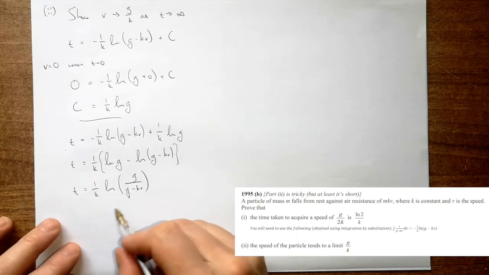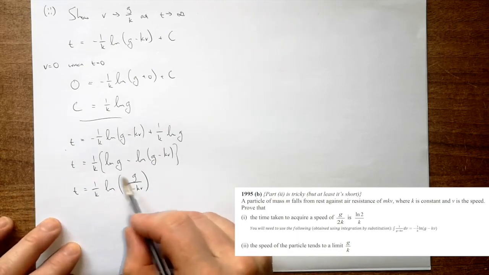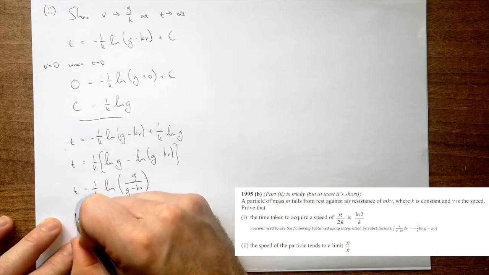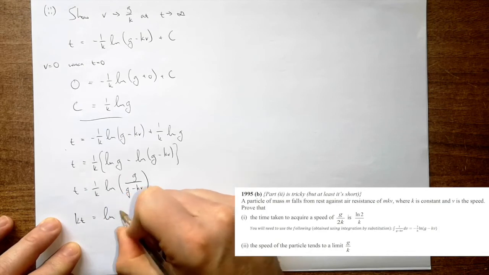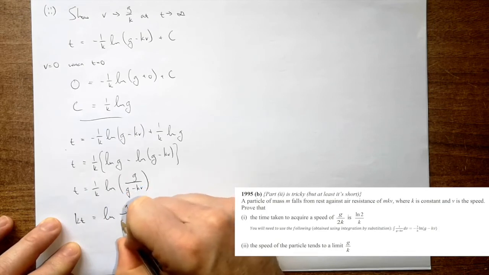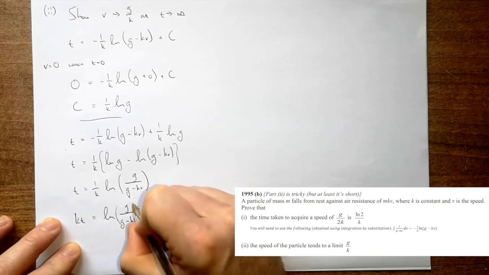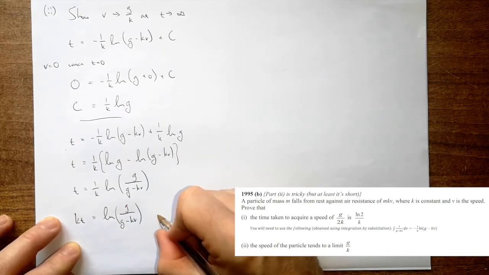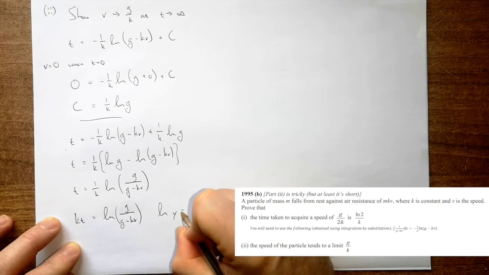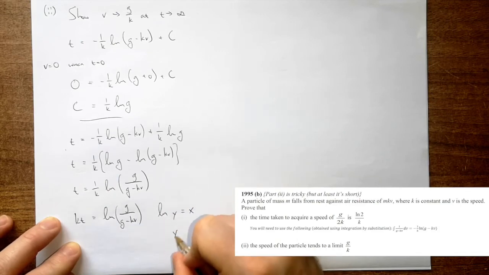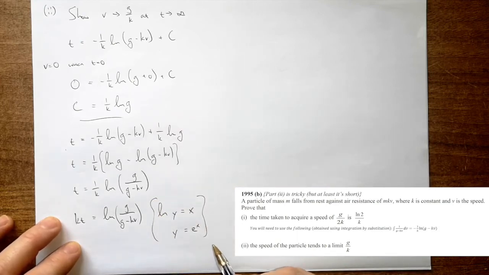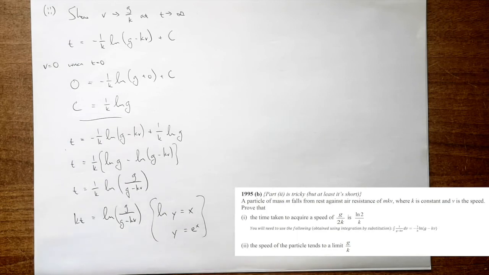So scoot the k over there, because we're going to eventually flip into an exponential here. So we're going to have kt equals the natural log of g over g minus kv. Now, got to remember your little log relationships here. If we have natural log of y equals x, what we're really saying is y equals e to the power of x. That's a relationship we need to know. You should be fairly comfortable with that at this stage.